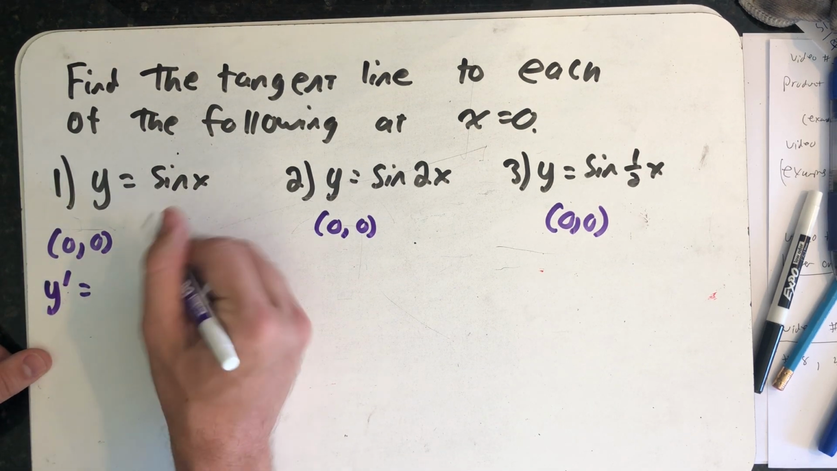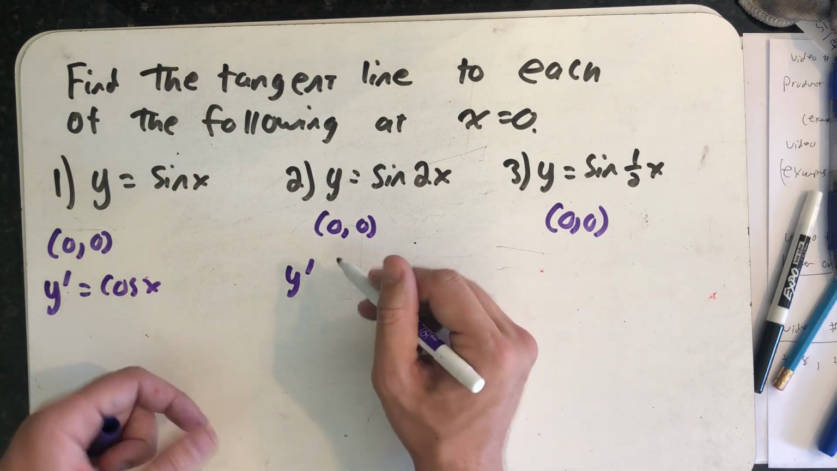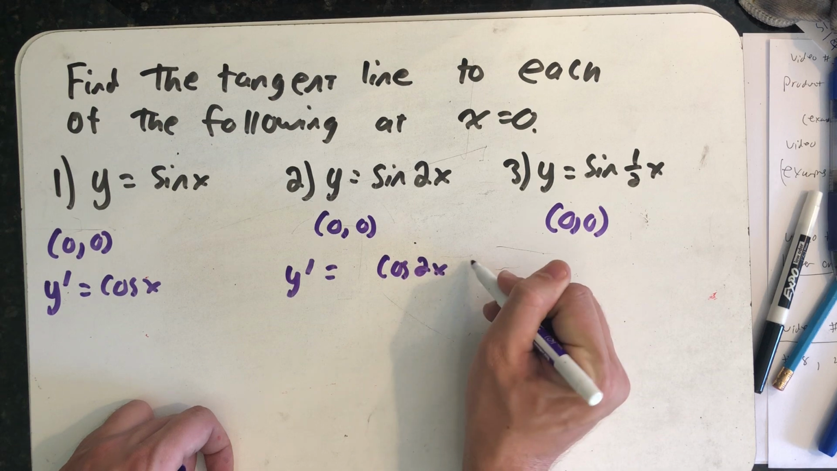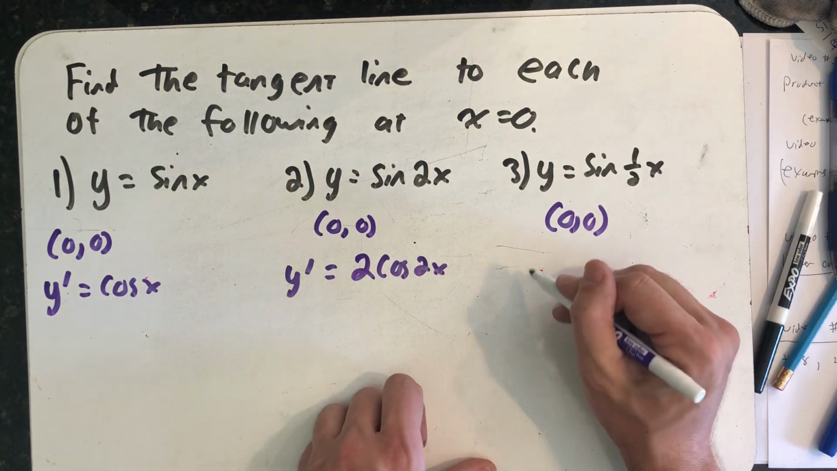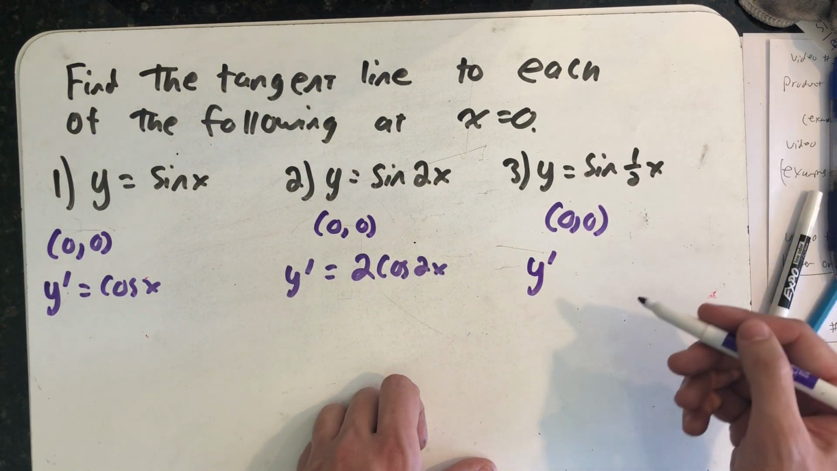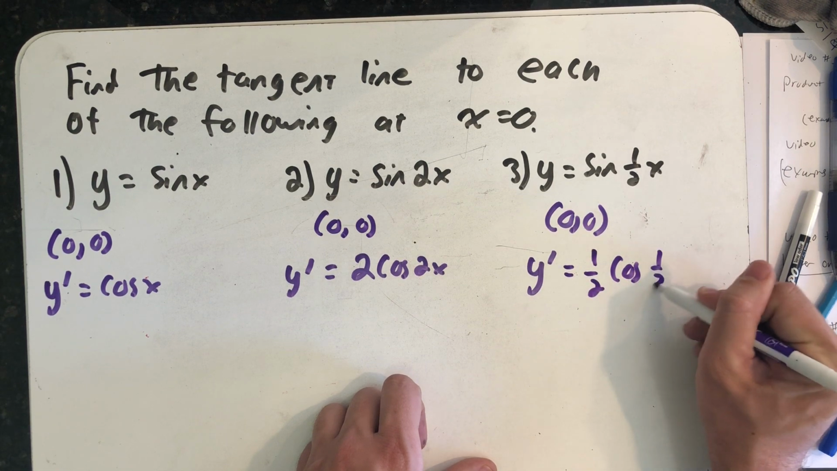The derivative of sine is cosine. And here I need to take the derivative, but I need to think about the chain rule. So cosine of 2x times 2, I'm going to write that out front because I like the way that looks better. And then the chain rule here, I'll have cosine of 1/2 x times 1/2. I'm going to write that out front.